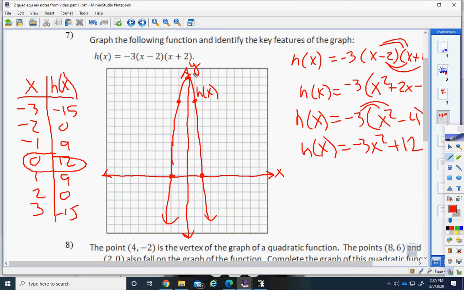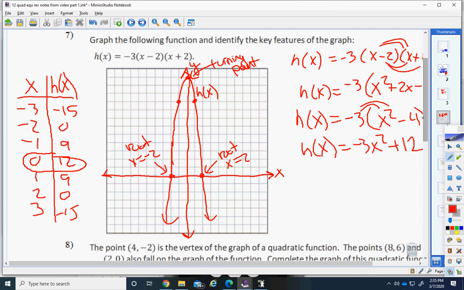It says identify the key features. This is a key feature, it's a turning point. Another key feature is the axis of symmetry. These are key features because they're the roots. This root is when x equals 2, while this root is when x equals -2. The y-intercept happens to also be at 12 because the turning point and y-intercept are the same thing.